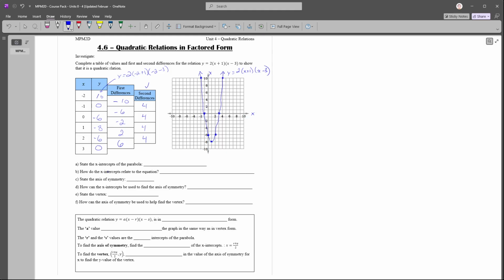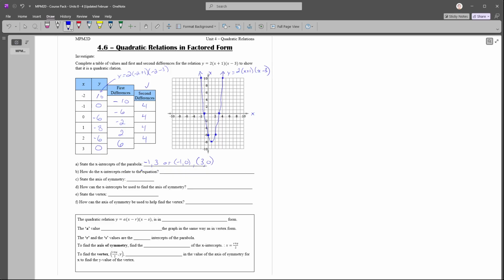State the x-intercepts of the parabola. So where does it touch the x-axis? Well, it touches it at -1 and +3. So -1 and +3. Or we could write it as their actual coordinates, which is (-1, 0) and (3, 0). So that's where it actually touches the x-axis.